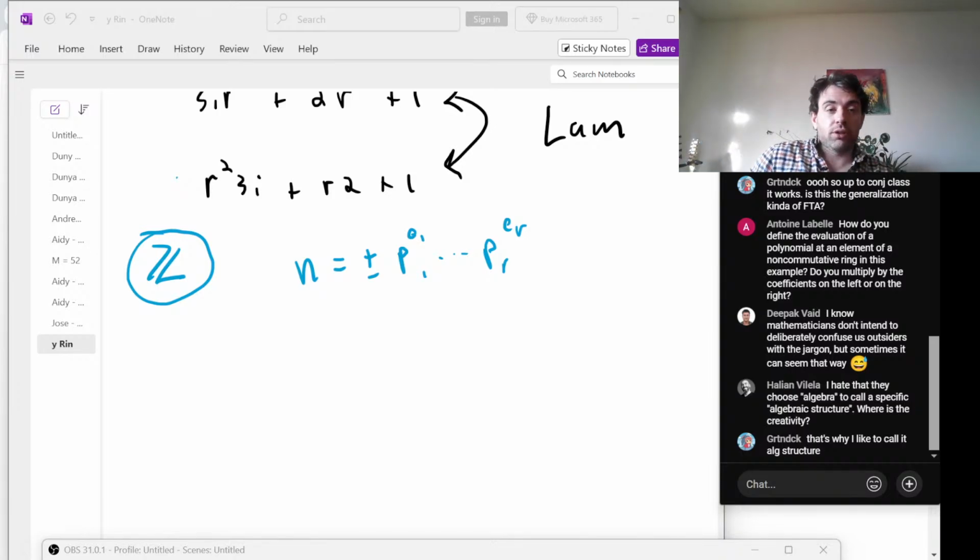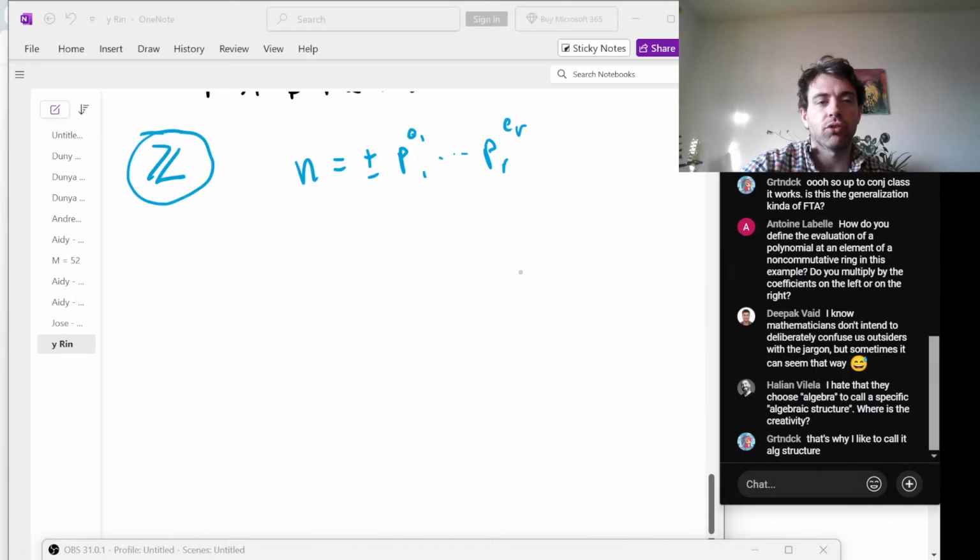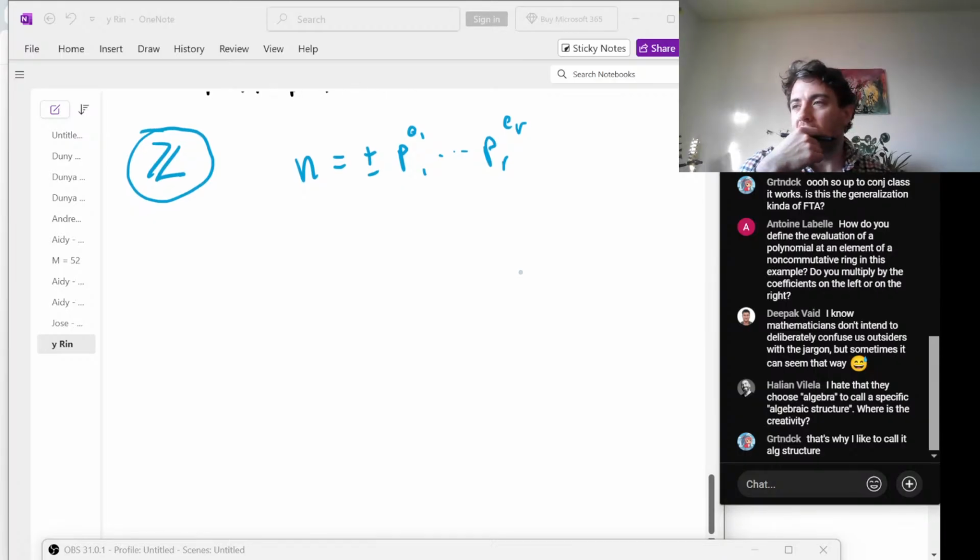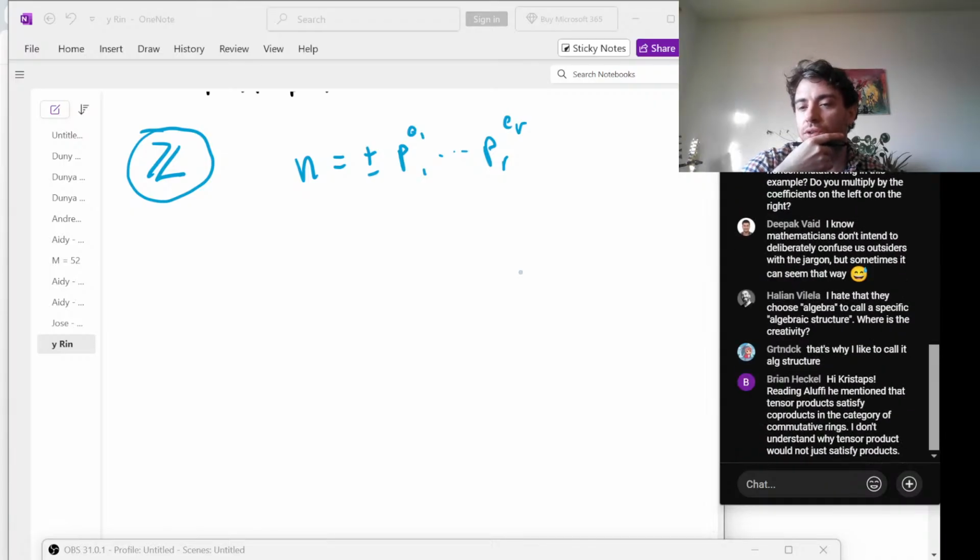Naturally, though, the integers are a ring, and so you might wonder what are other rings in which we can define a notion of primeness? We want a notion of divisibility, we want a notion of primeness.